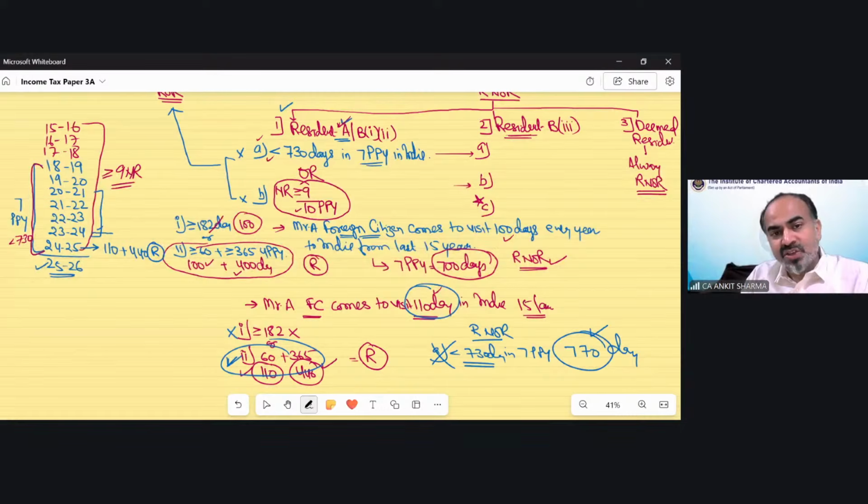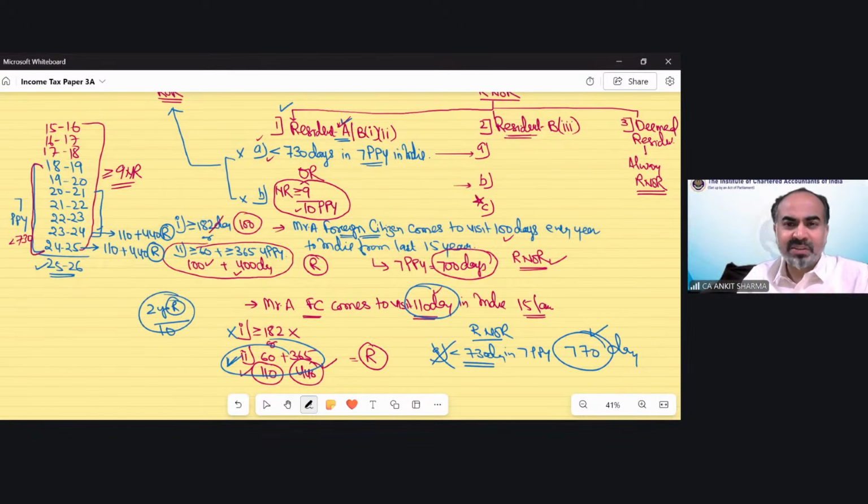Then I will again check this condition in 23-24. Again, he will satisfy this condition in 23-24. In this year he is 110 days and in the last 4 preceding years, 440. Again, he becomes resident. Once someone becomes resident 2 years out of 10, suppose out of 10 years, you become a resident for 2 years.